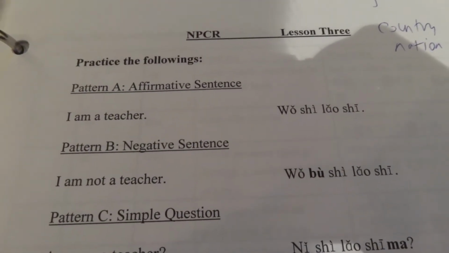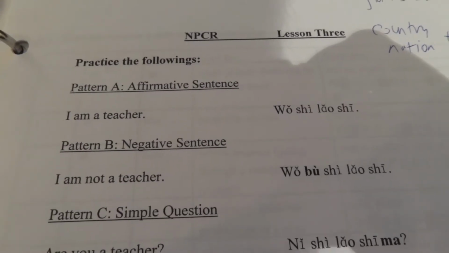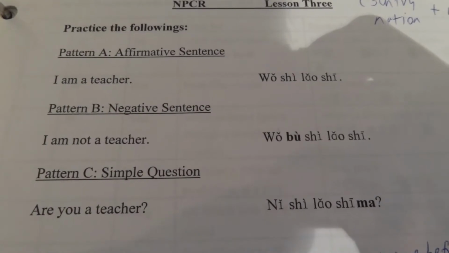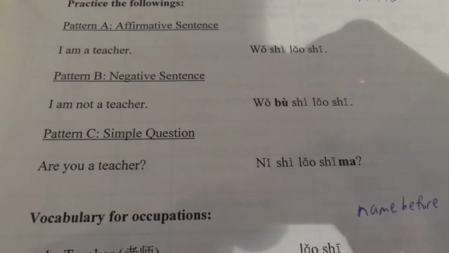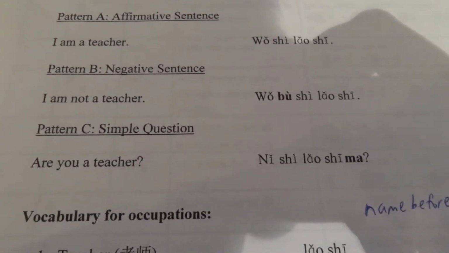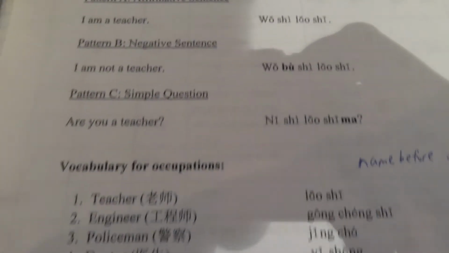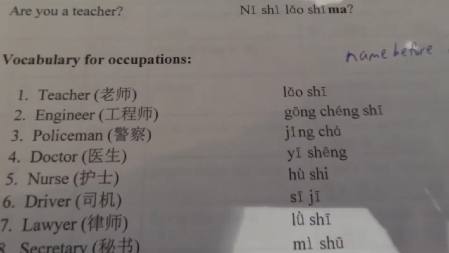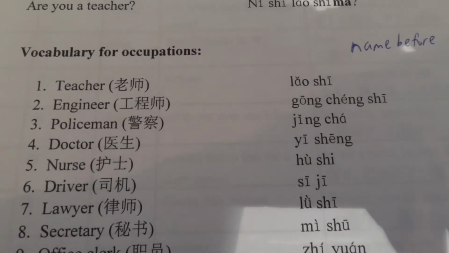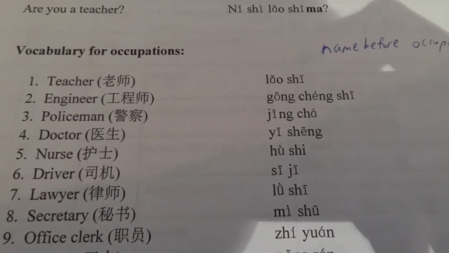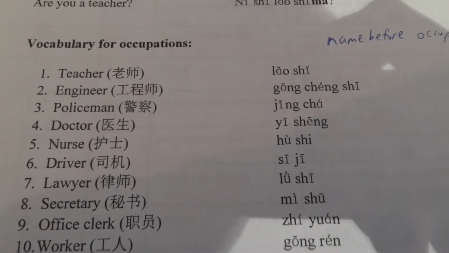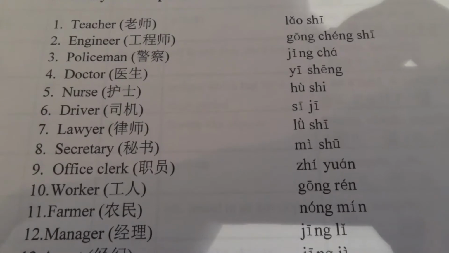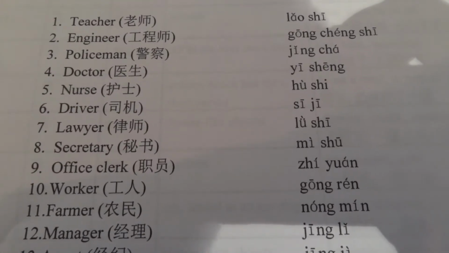I am a teacher. 我是老师. I am not a teacher. 我不是老师. Are you a teacher? 你是老师吗? And here are quickly the vocabulary for the occupations. Teacher, 老师. Engineer, 工程师. Policeman, 警察.